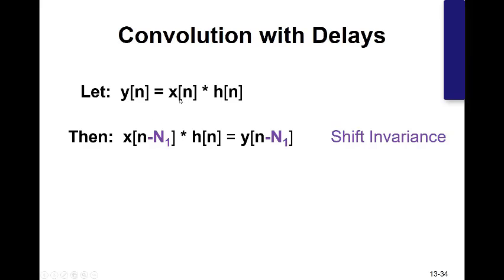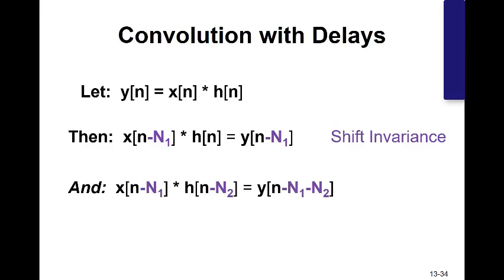If y of n is the convolution result of x of n and h of n, if I delay the input signal by capital N1 samples, I'll delay the output by the same number of samples because we have a shift invariant system. We could extend that to either of the two signals that we're convolving. If I apply a delay N1 to x and a delay N2 to h, then again, the convolution result of those two signals will still have the same shape, look like y of n, but now it will be delayed by the sum of the individual time shifts from x and h.